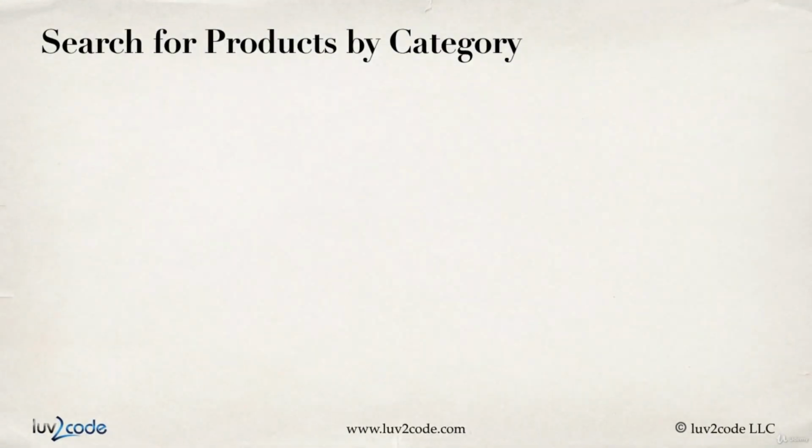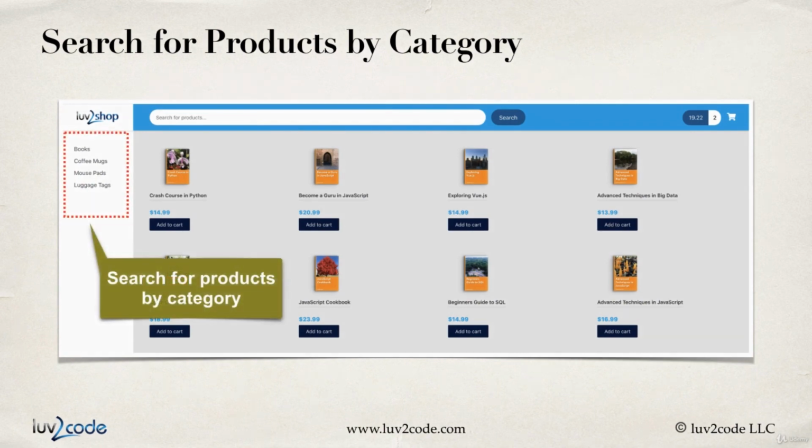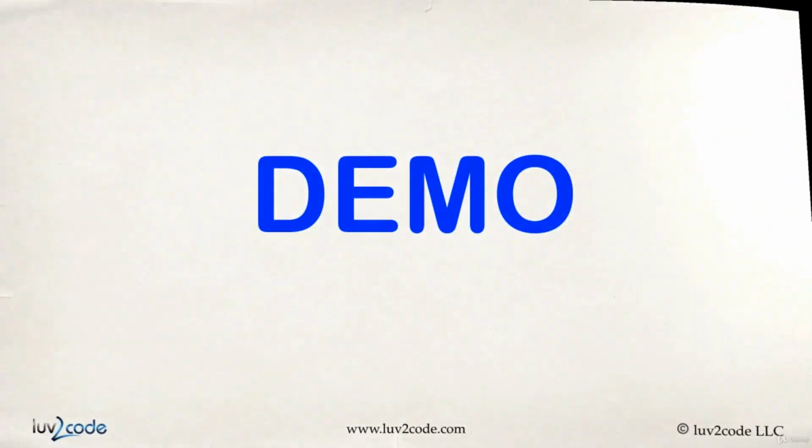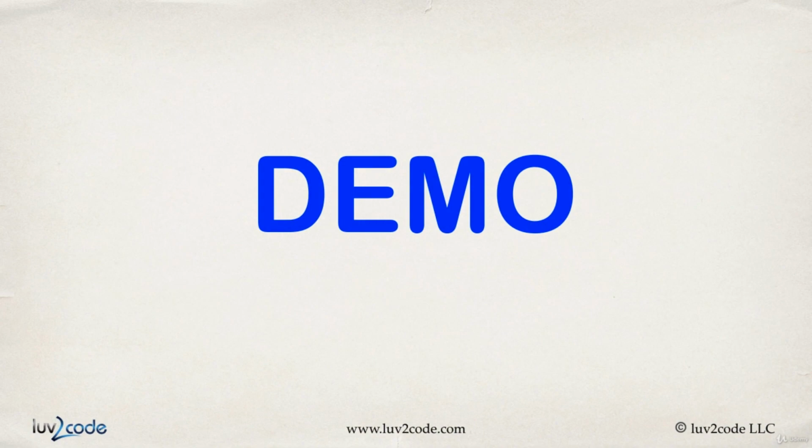So for this given feature, we'll have our application. Over on the left-hand side, we'll have a menu, a list of links or options here. And when you select the link, it'll show you the products for that given category. And the best way to get an idea about this is to take a look at a demo.